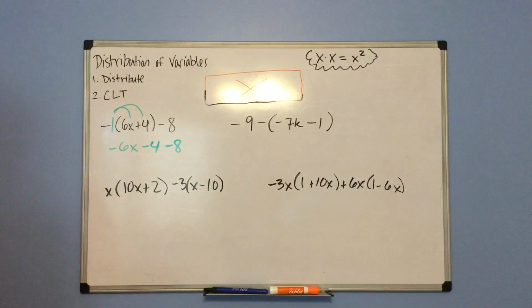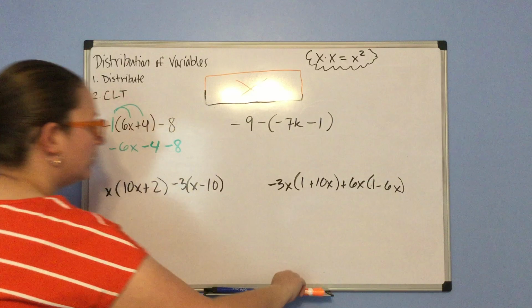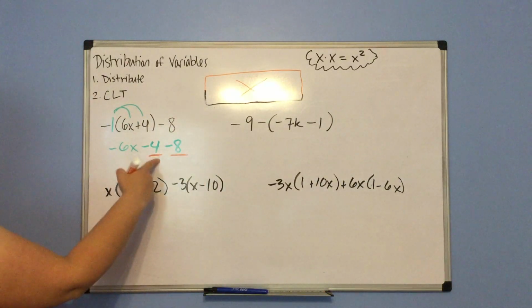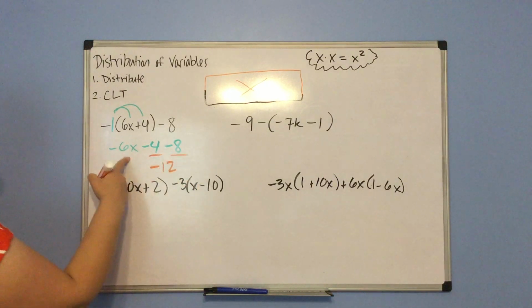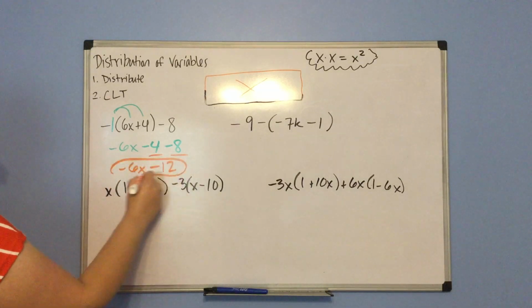This is actually more like stuff we've seen before because we didn't actually distribute any variables. Are we done? Let's see, do we have any like terms? We do have like terms, the two number terms, -4 and -8. We can combine those. -4 minus 8 is -12. And then since this was the only x term, it stays the same.